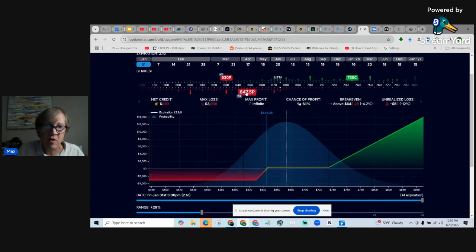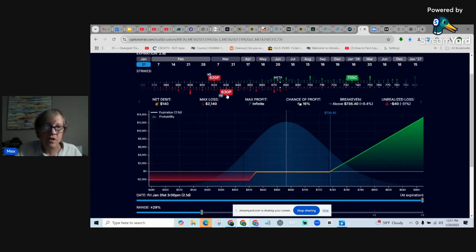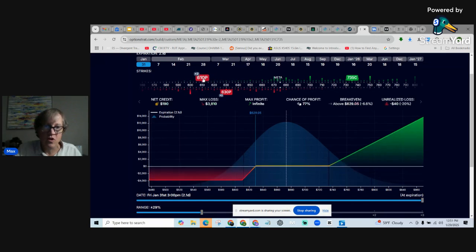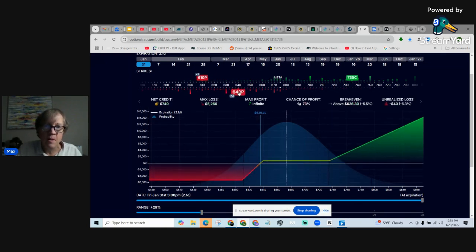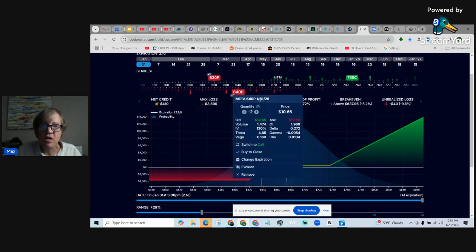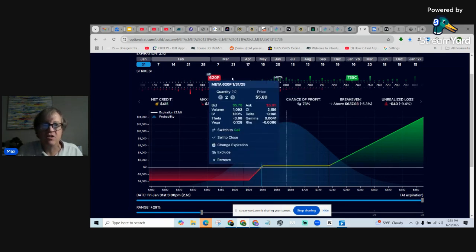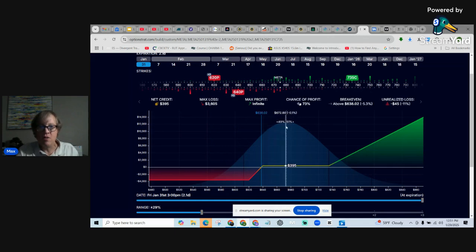Let's see if we can make more buffer. Let's try to optimize this. $730 on this. We can get a lot of buffer on this one. This one's working out really well because it has really liquid options with a small bid-ask spread. See, 1080, 1065, 15 cents on something that's $10. That's nothing. 10 cents on something that's $5. That's a great bid-ask spread.